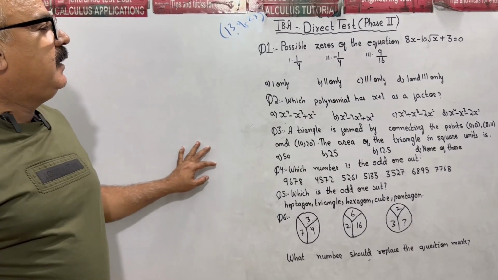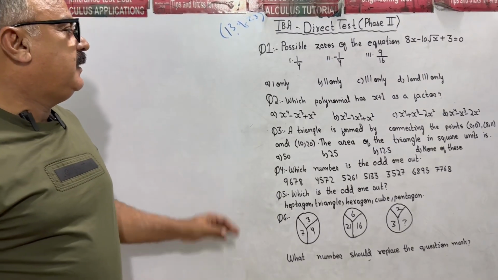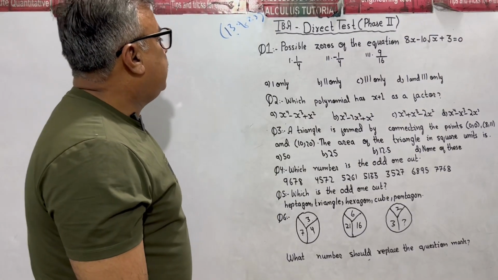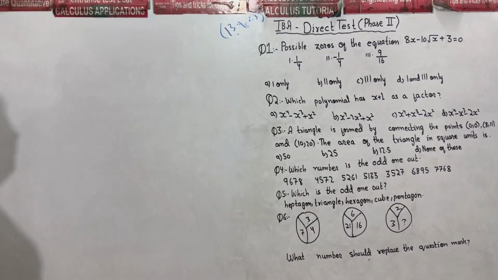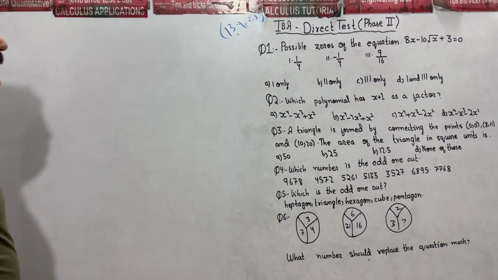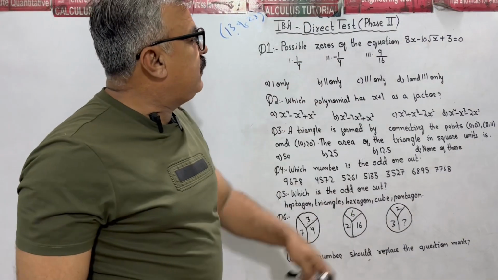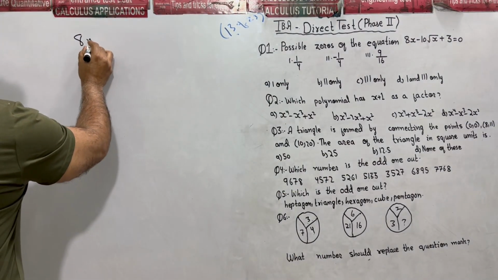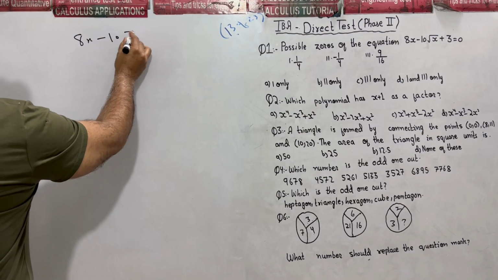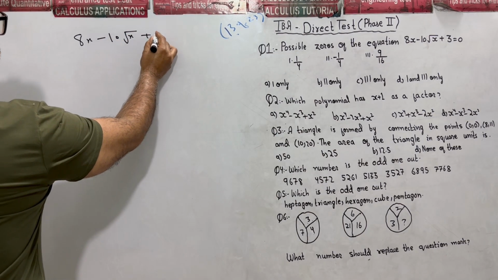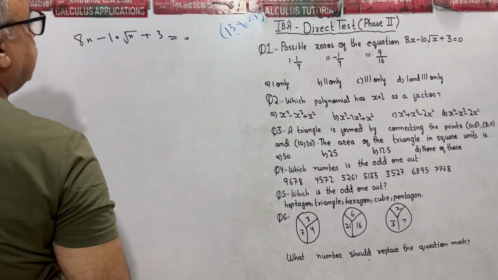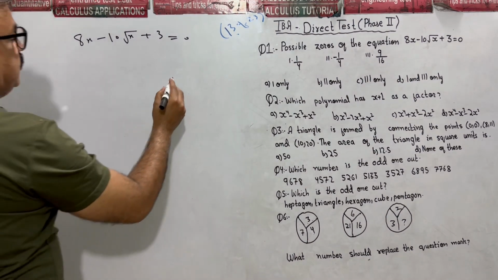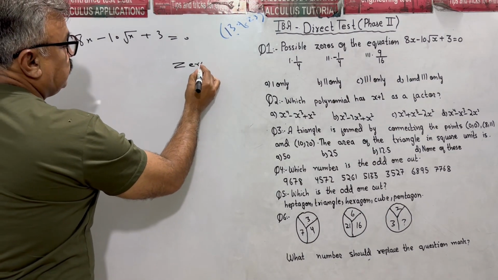Without wasting time, let's start with question number 1. It reads: find possible zeros of the equation 8 times x minus 10 times root x plus 3. Here the term zeros has been used.